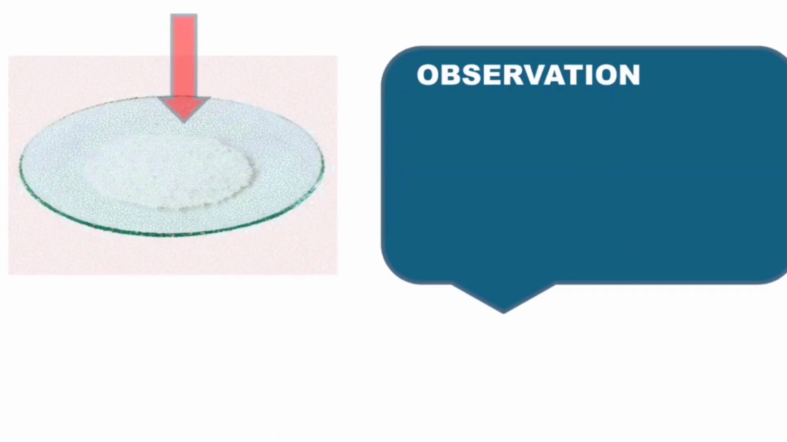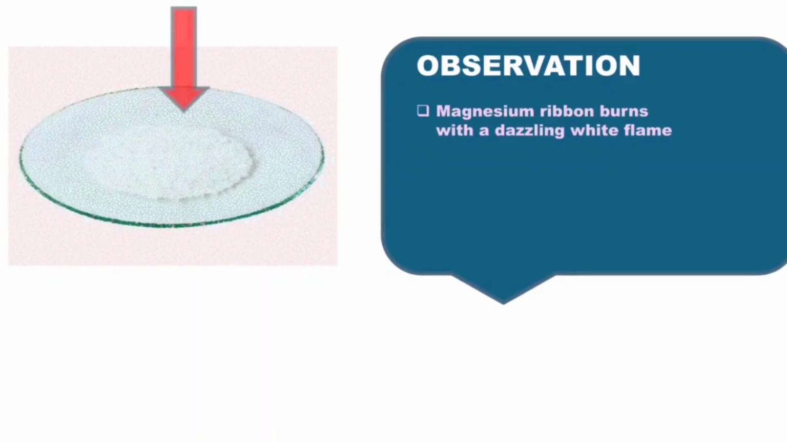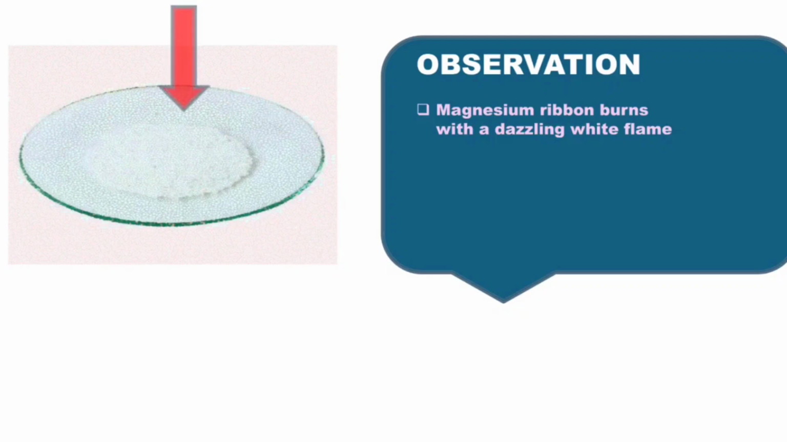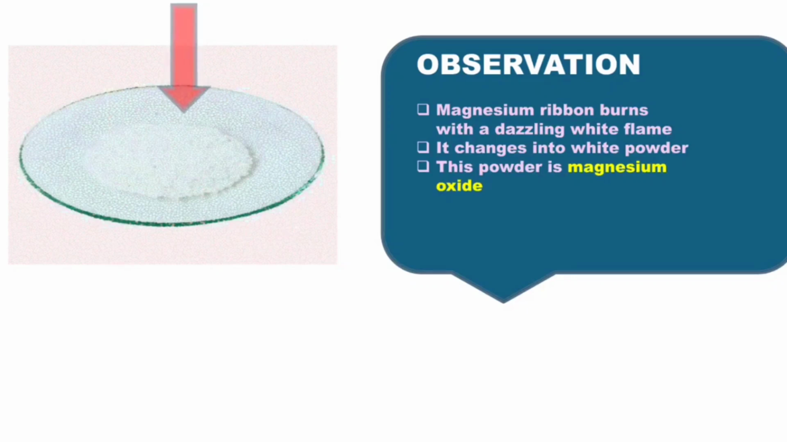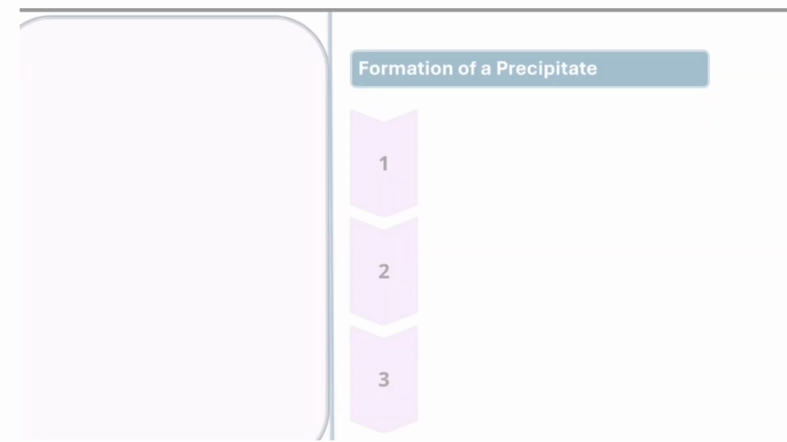So from this experiment, we observed that magnesium ribbon burns with a dazzling white flame. And the second one, it changes into white powder. This white powder is called magnesium oxide. It is an exothermic reaction. In burning of magnesium ribbon, an exothermic reaction.